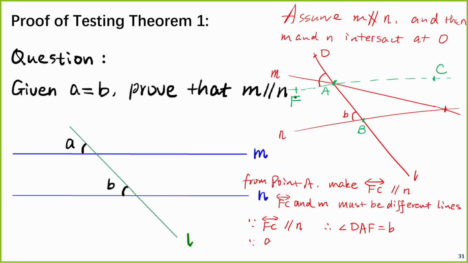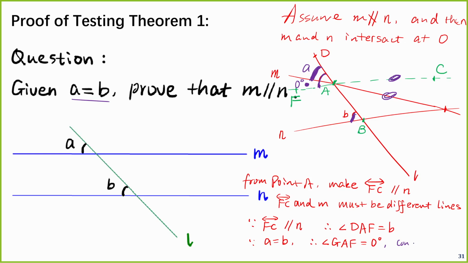And because A equals B, we know angle GAF must equal 0 degrees, right? Can you see that? According to the given information, this is angle A, and angle A is equal to B. Angle A here equals B, and we also know this angle also equals B, so that leaves this angle here must be 0 degrees, right? If this angle is 0 degrees, that means this line is actually on top of this line, right?